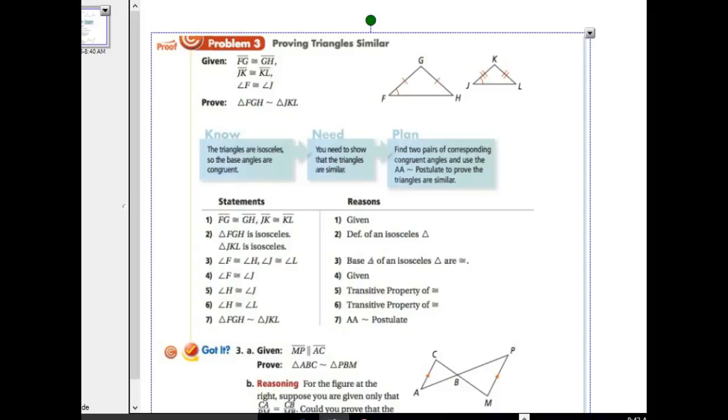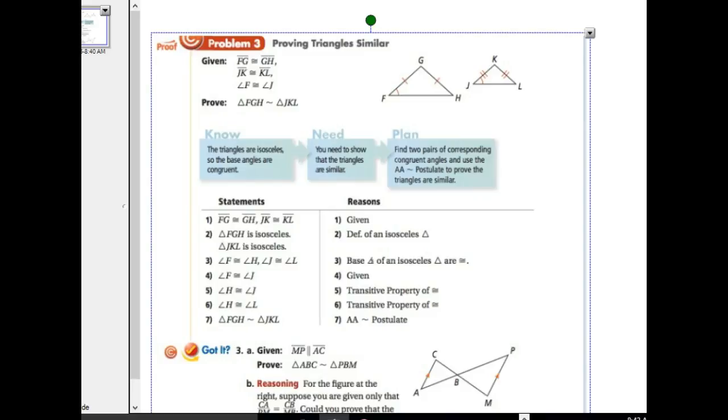All right, we're looking at problem 3 on page 453 of your geometry part 2 textbook. This is lesson 7.3, problem 3. One of the biggest problems that most students have is proving triangles, or doing what we call a formal proof, which is what this problem is all about.